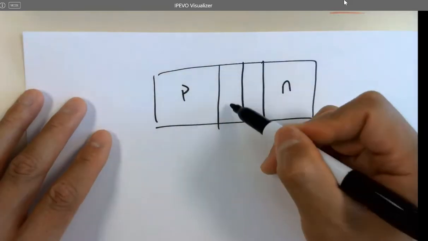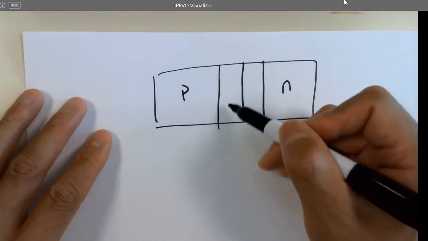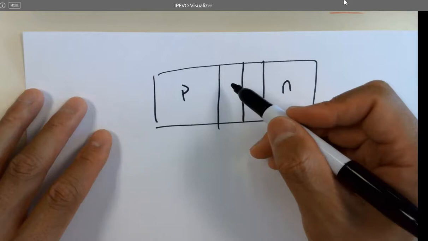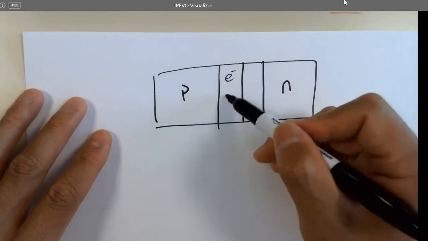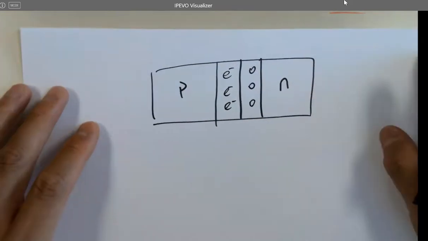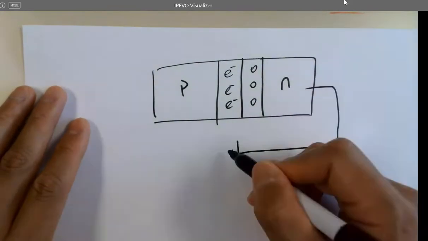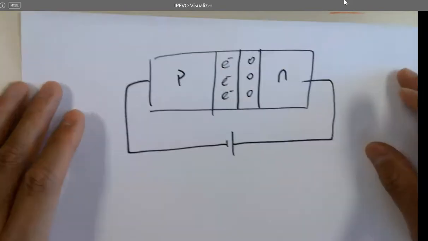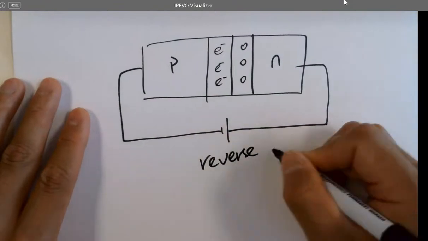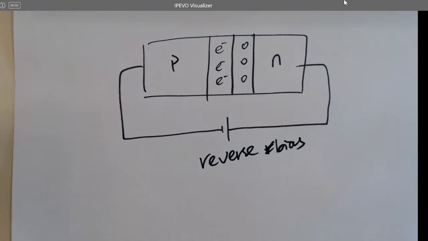What are these charges here? Don't cheat. Don't look at your notes. I'm making eye contact with you. So this is called reverse bias. English is difficult. Yeah, you call it reverse bias, right?